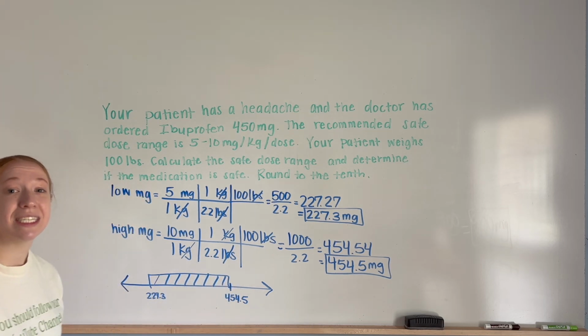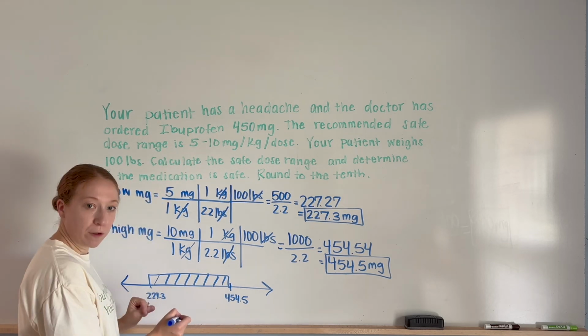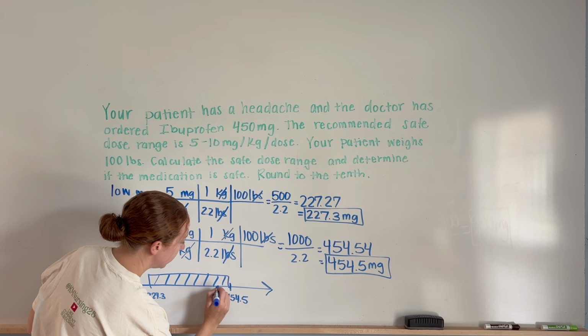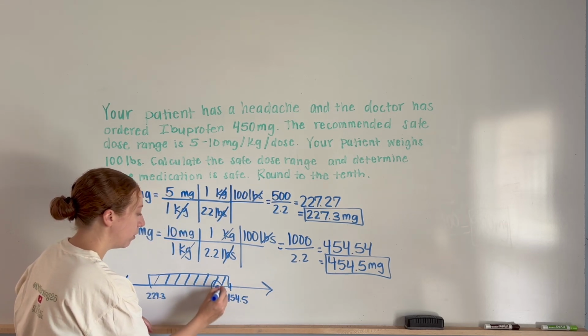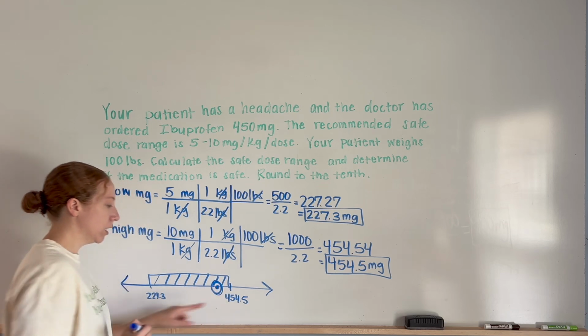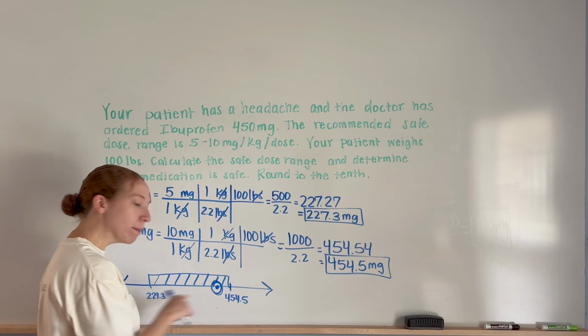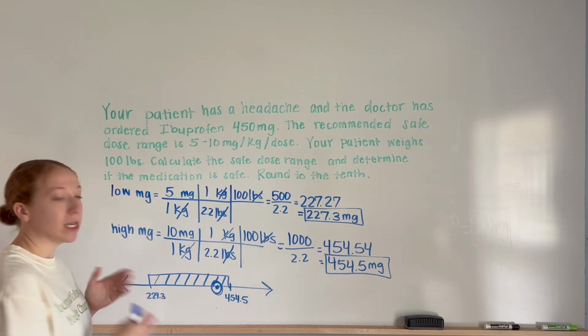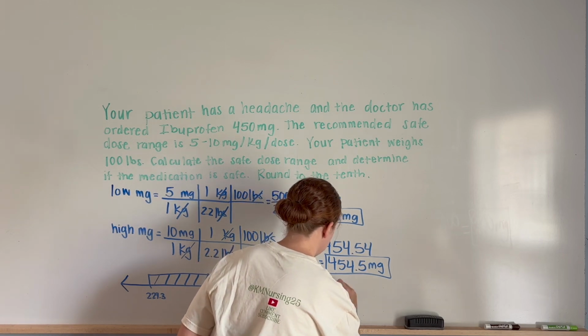And everything in between those two is considered safe. So looking at 450, where would 450 fit in? Well, 450 is close to our max, but it's still less than that. So it fits right about here on our number line. So it is between these two numbers. Since it falls within our range, that means our third and final answer is safe.